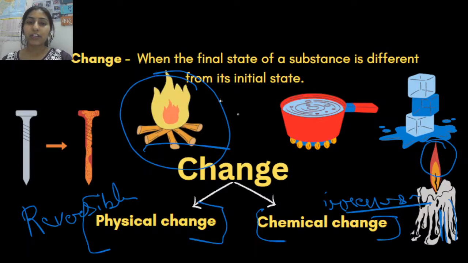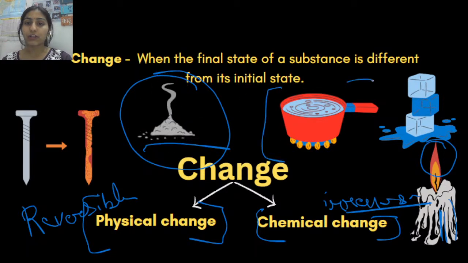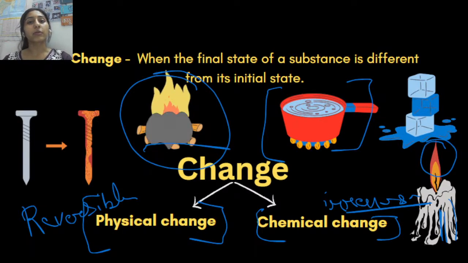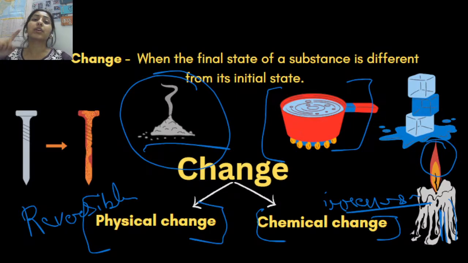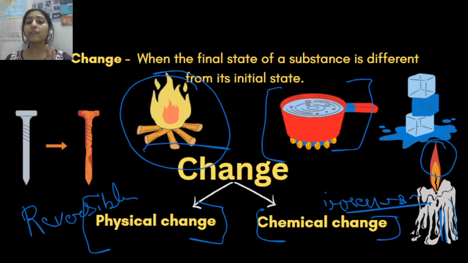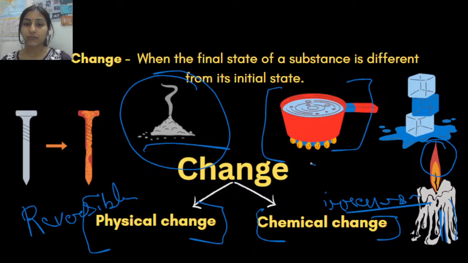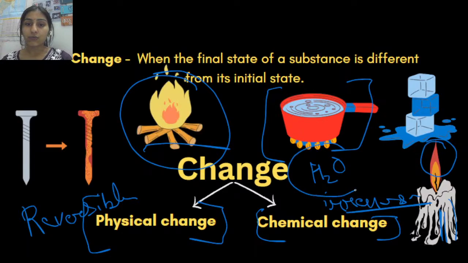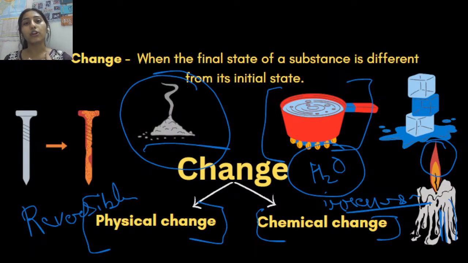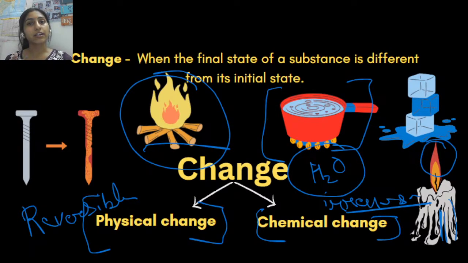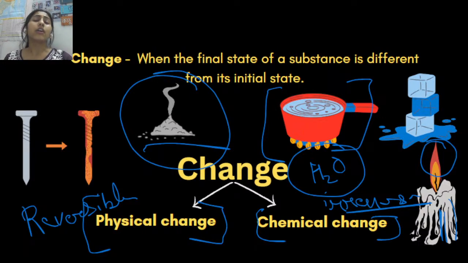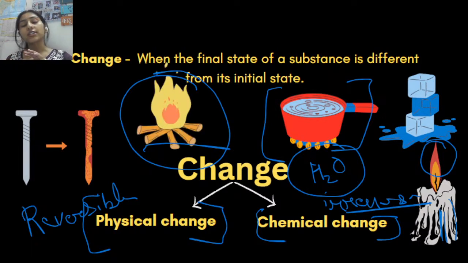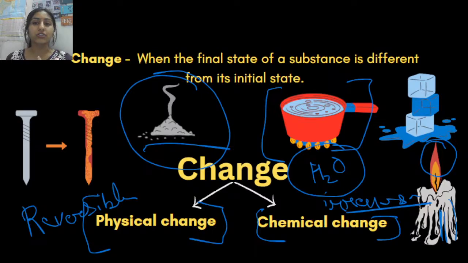For example, when we are boiling water, it gets evaporated and is converted into water vapors. So the state is getting changed, but the properties of water remain the same. Water is what? We write it as H2O. So water would still contain two atoms of hydrogen and one atom of oxygen, either in liquid state or in gaseous or vapor state. So the chemical composition is still the same, but the state is changed. So it would be regarded as a physical change.